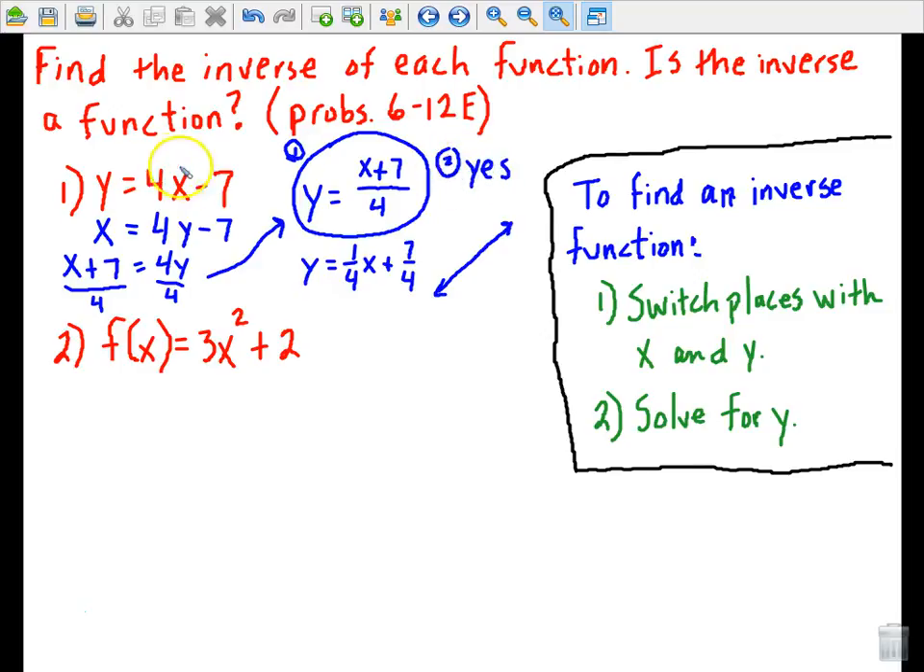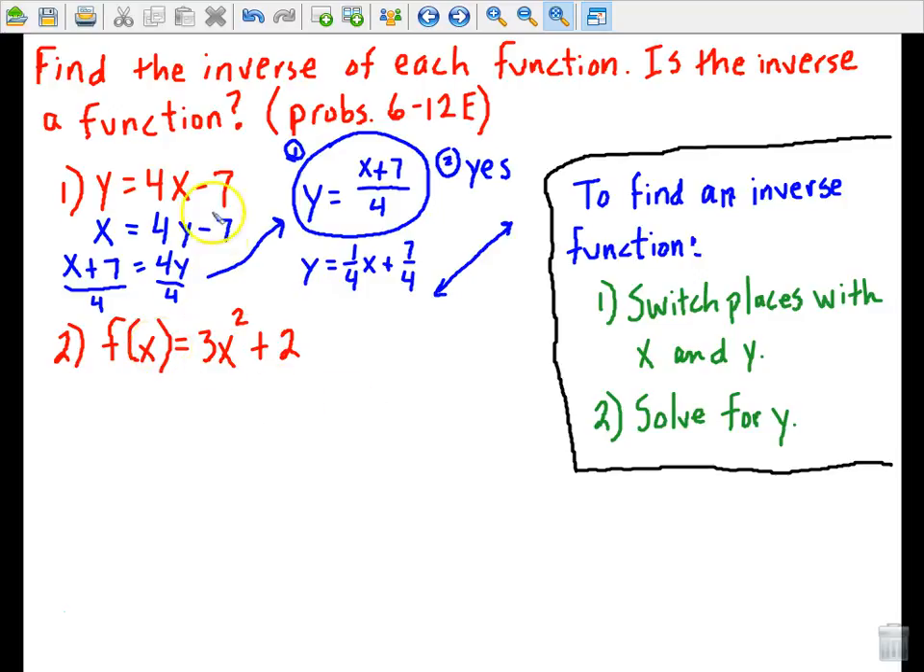As long as we're dealing with a line that has a non-zero slope, then the answer, you can bank on it, it's always going to be true. The answer to the question will be yes, the inverse is a function. Well, let's take a look at number 2.